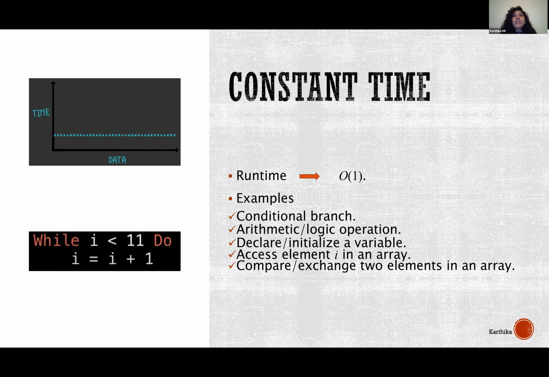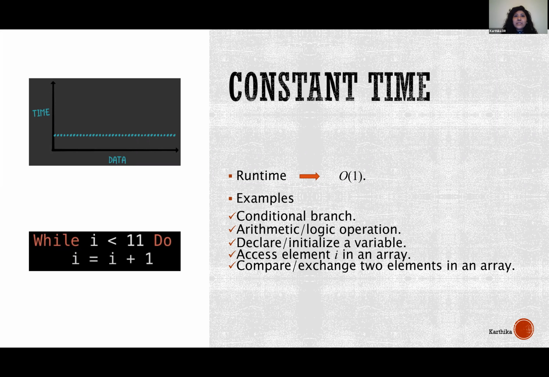If there are 1,000 inputs given, the time is not going to increase as such. It's just going to take constant time. You can see the graph, that's how it is represented. O of 1 is just a horizontal line.